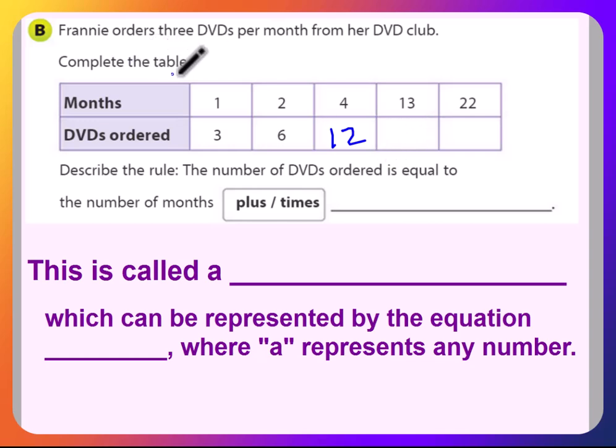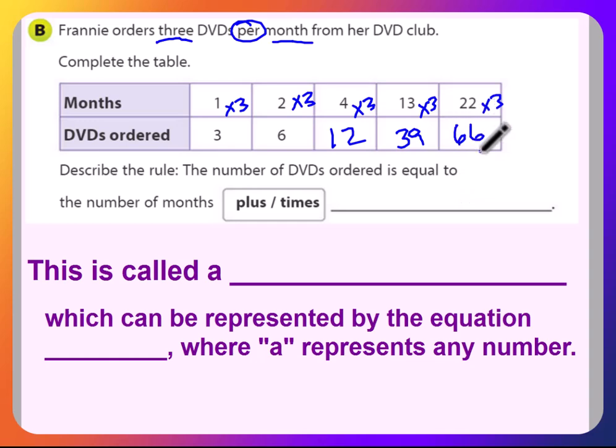How did we get that? Because we multiplied by 3. She ordered 3 DVDs per month, and per means to multiply. So we take the 1 month, multiply it by 3, it gives us 3 DVDs. We take the 2 months, multiply it by 3, we get 6 DVDs. We take the 4 months, multiply it by 3, we get 12 DVDs. Now complete the table. Do the same thing. Use the same rule, multiply by 3. We get 39 DVDs. Take the 22, multiply it by 3, we get 66 DVDs.